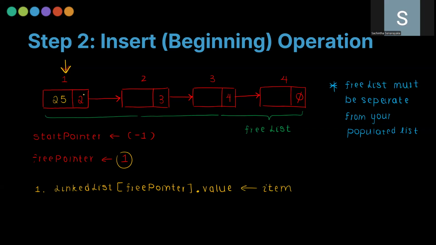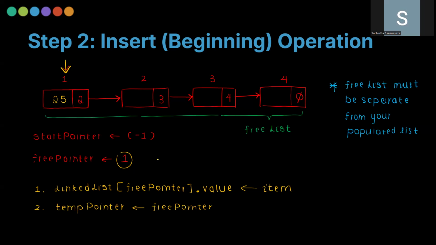Once you add an item to the free pointer location of the linked list, the next thing you do is update the free pointer to whatever the pointer of this node is, right? But before you do that, we are going to maintain a copy of our free pointer in another variable called temporary pointer. So I'm going to say temp pointer is going to be a copy of free pointer. Why temp pointer is used will make sense to you later on.